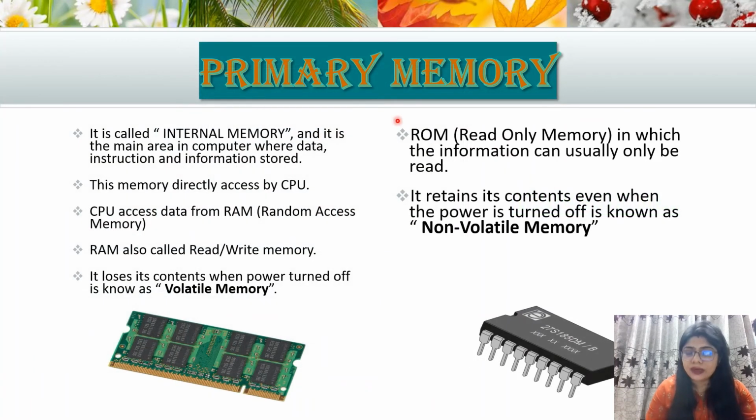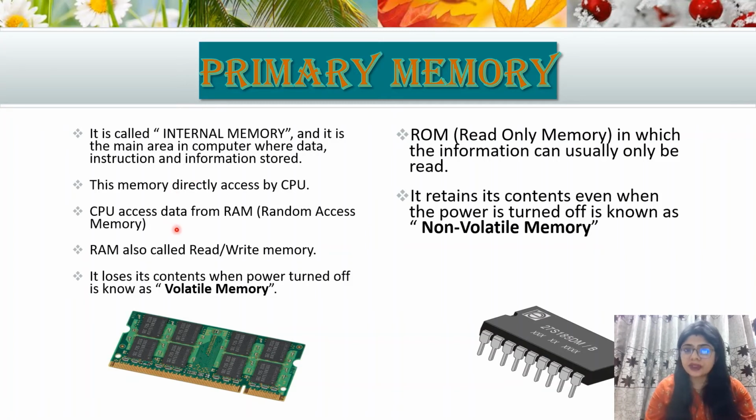Now we'll read about primary memory. What is primary memory? It is the internal memory, and it is the main area in the computer where data, instructions, and information are stored. This memory is directly accessible by the CPU. The computer's CPU directly accesses this memory. Which memory? Primary memory we are talking about. The CPU accesses data from RAM, random access memory.